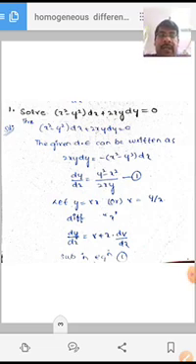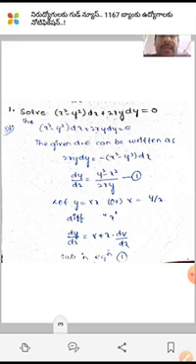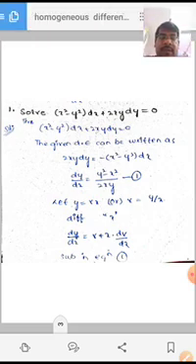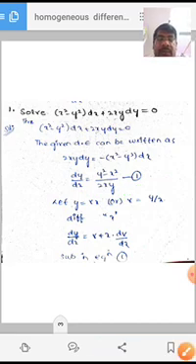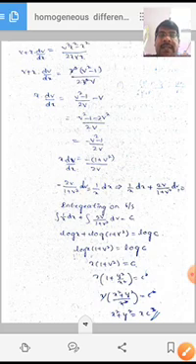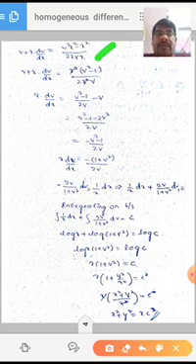Then we have to take it as let y is equal to vx, or v is equal to y by x. Differentiating on both sides with respect to x, dy by dx is equal to v plus x dv by dx. Substitute in equation 1. This equation goes to the form v plus x dv by dx equal to (v square x square minus x square) by 2vx. Here in numerator and denominator x square is common, we have to cancel it.